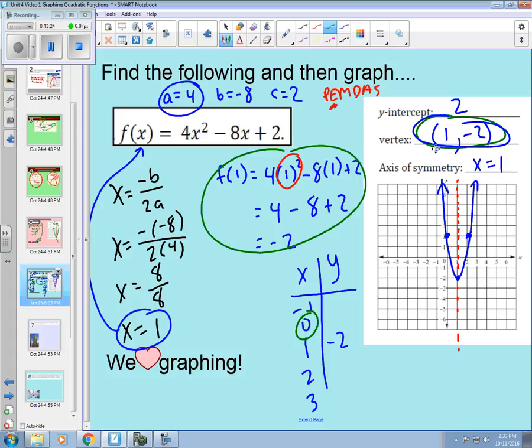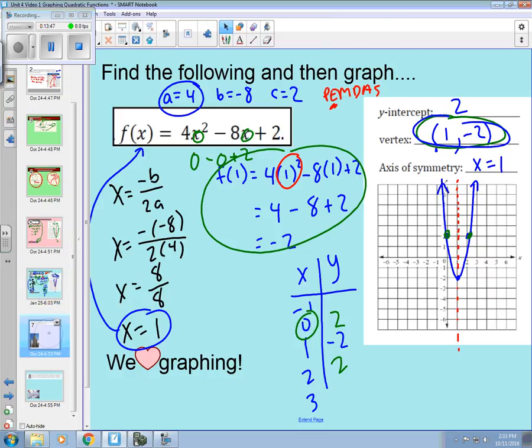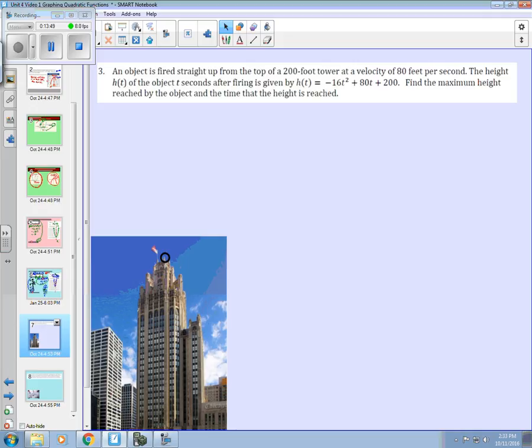For example, if you plugged 0 in here, that's an easy one to calculate. 0 squared is 0, 0 times 4 is 0, 8 times 0 is 0, plus 2. 0 minus 0 plus 2 is 2. There should be a point at (0, 2). You should get the same thing right here because it's always symmetrical. So that's another way you can always make your own table or use your calculator to help you get the table.